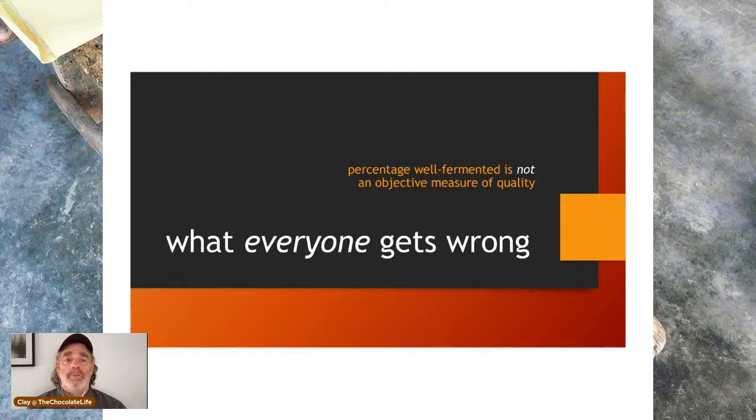Right. But, I feel like I'm just repeating myself over and over again. And I do mean to repeat myself, because I think this is really important. This is what everybody gets wrong about the cut test, that somehow they think that 80% well fermented is the standard of quality for beans when evaluating a cut test.